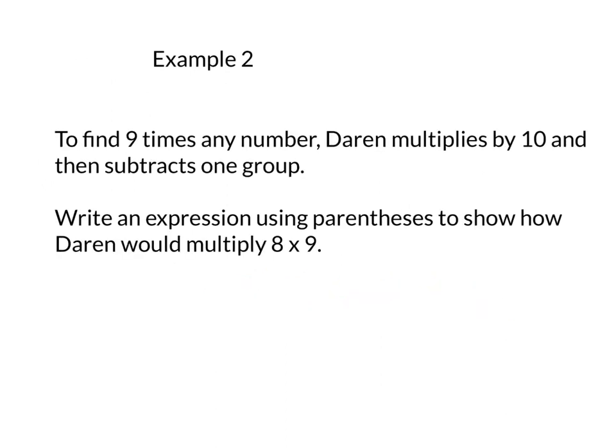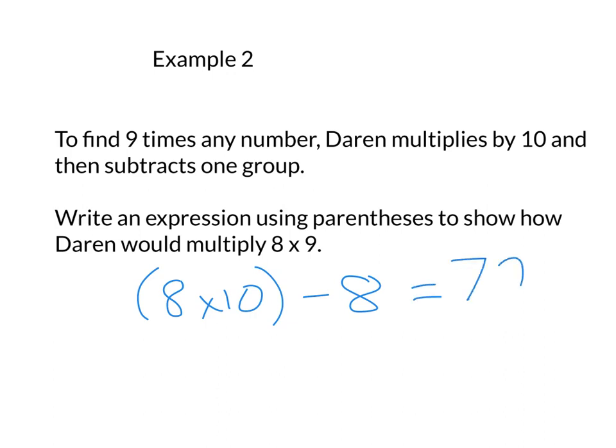Example 2: To find 9 times any number, Darren multiplies by 10 and then subtracts one group. Write an expression using parentheses to show how Darren would multiply 8 times 9. So Darren would be doing 8 times 10 because that's the strategy that he describes on top. And then he's going to subtract one group of 8. So he has 80 minus 8, which is going to be 72. Therefore, Darren gets 72 by doing 8 times 10 minus 8, using the strategy that he described above.